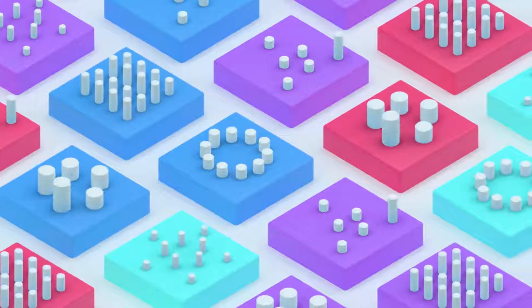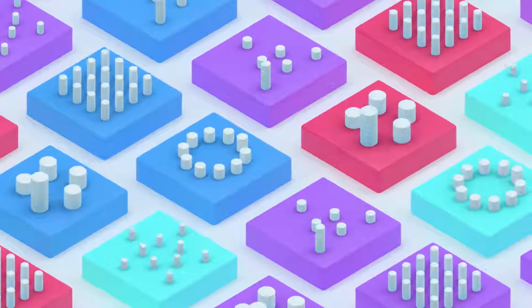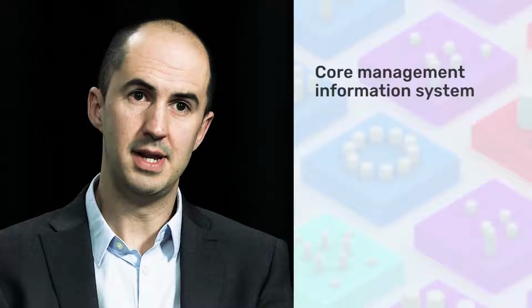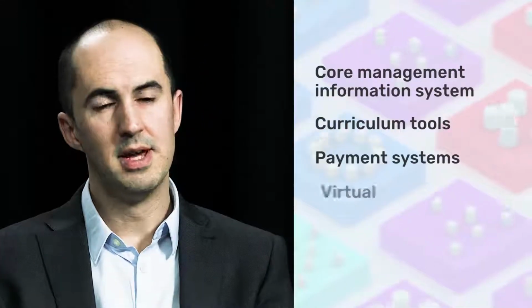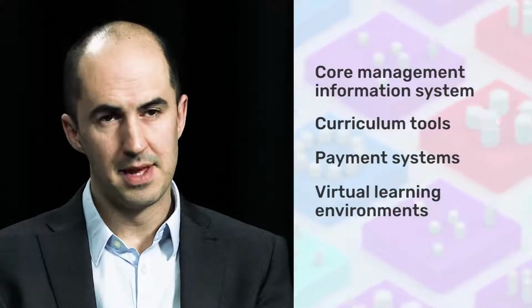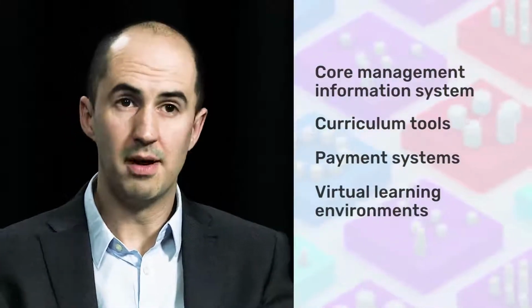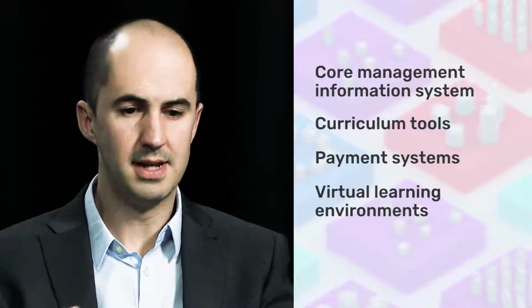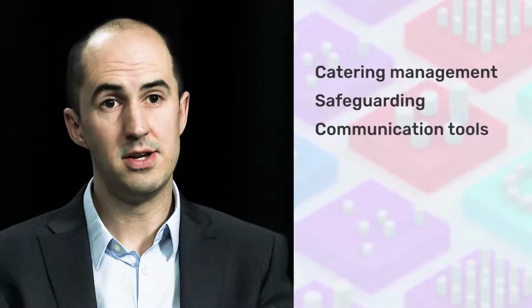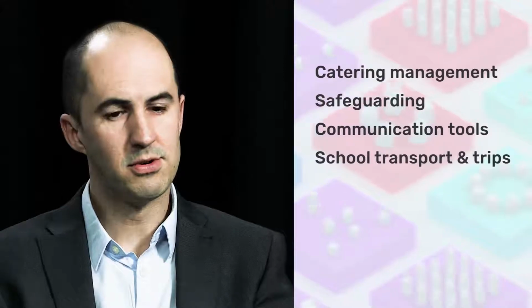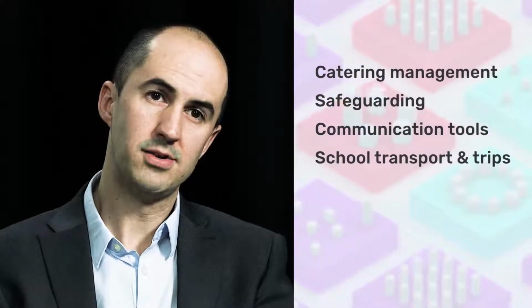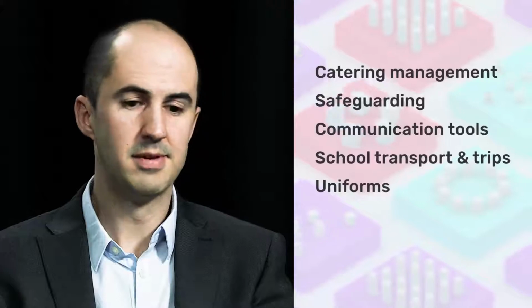Within education, there's loads of different types of systems where this might be. Within the ecosystem, you've got your core management information system, you've got curriculum tools, you've got payment systems, and you've got virtual learning environments, which is one set of systems that people will be quite familiar with, particularly senior leaders. But you've also got things like catering management, safeguarding, communication tools that you might use for parent communications, the school transport and school trips. You've also got to think about where you might store data within school uniform systems and school photographs, things like that.